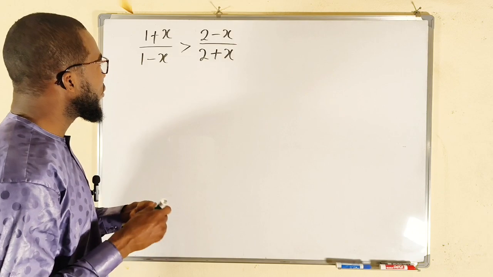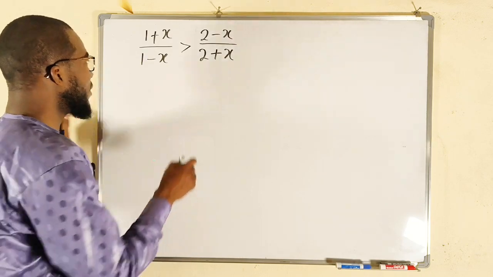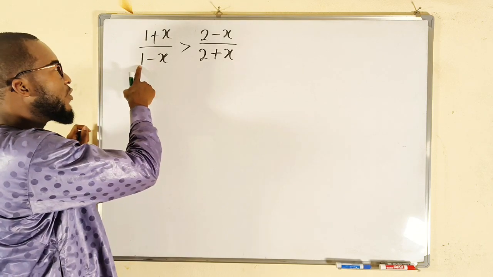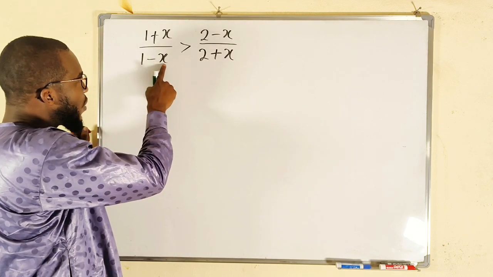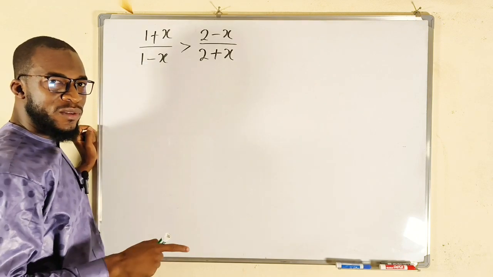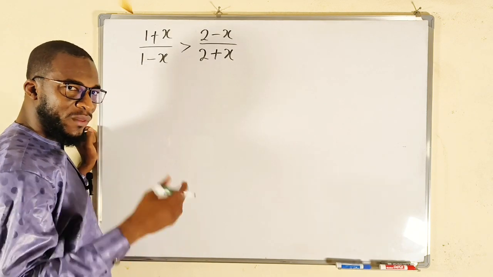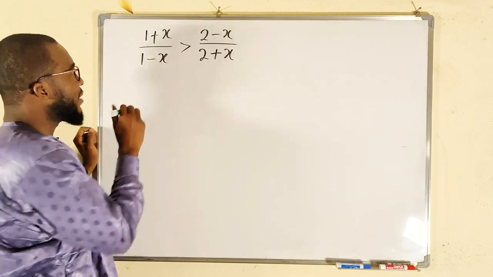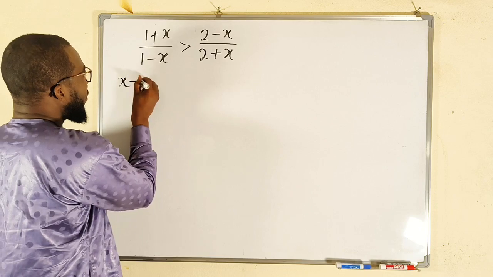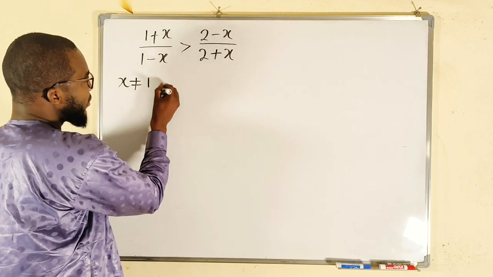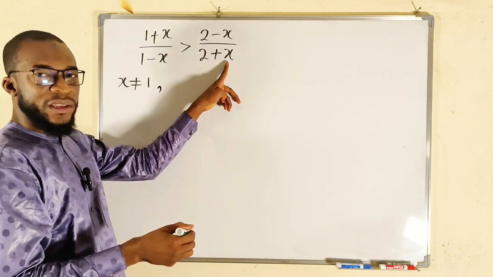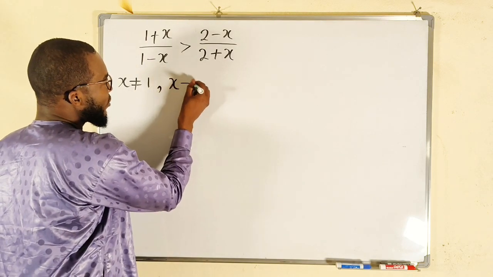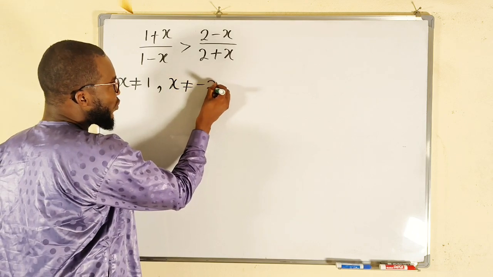Before we start, let us talk about domain. You should know that from the left hand side, x can never be equal to 1, because if x is 1, we have 1 minus 1, and that will be 0. And we don't want any situation that will make the denominator 0. In that case, we say the whole system is undefined. So x cannot be equal to 1. And you can see if x is negative 2 here, we have 2 minus 2 is 0. We don't want that situation. x cannot be equal to negative 2 as well.